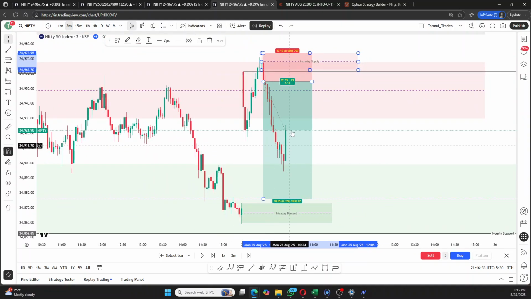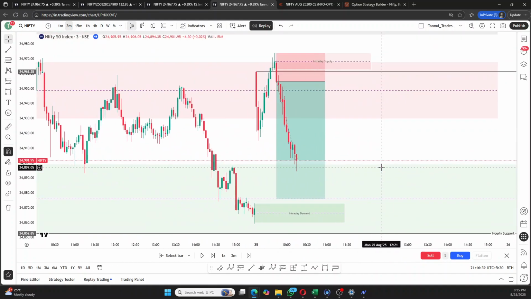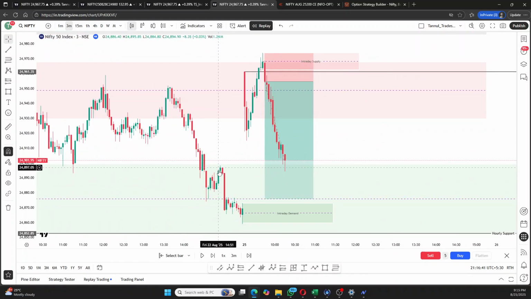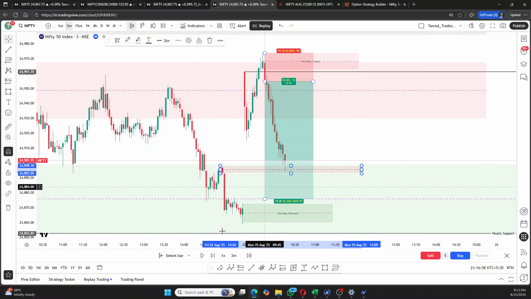One thing which we have to keep in mind is, on Friday, these were the levels where supply was there, huge supply was there, and this acted as a supply zone. But this supply zone got violated, these three supply zones got violated.